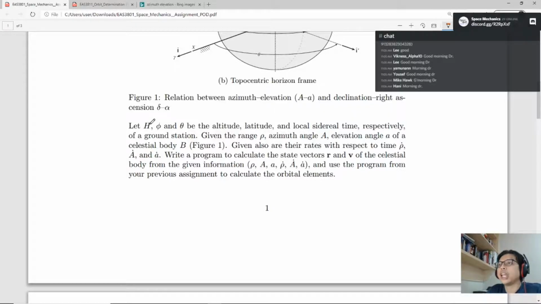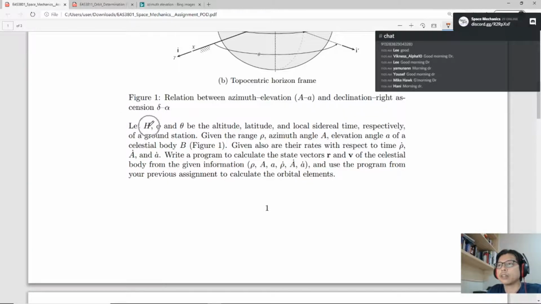So let h, altitude, latitude, remember your latitude is different from longitude, and the local sidereal time, respectively of a ground station. You're really familiar with this by now. So for example, if you are in UPM, you need to know what's our altitude, how high are we from the sea level, and what's our latitude, and what's our local sidereal time. Okay, these two numbers, probably you can Google them.